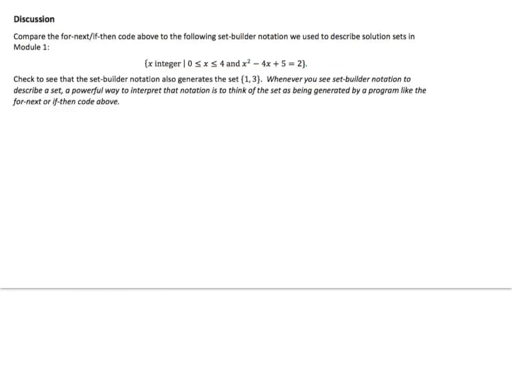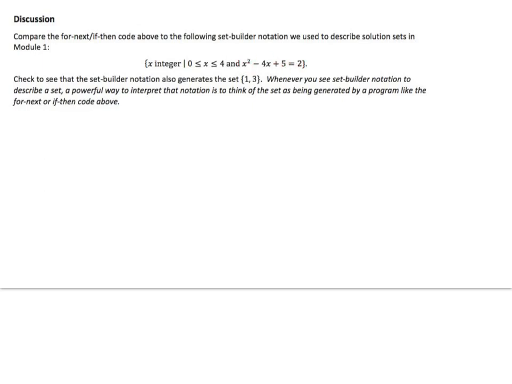All right. So compare the for-next if-then code to the following set builder notation we used to describe the solution sets in Module 1. If we read this, which we have to understand how to read it, we're going to say the set of x such that x is an integer, x is between 0 and 4, and x makes this equation true. So x is an integer between 0 and 4 and makes the statement true.